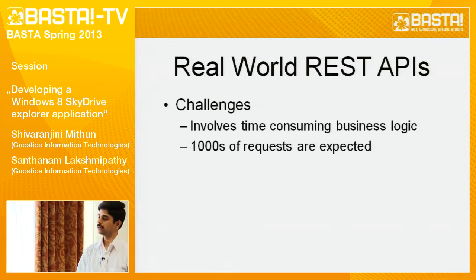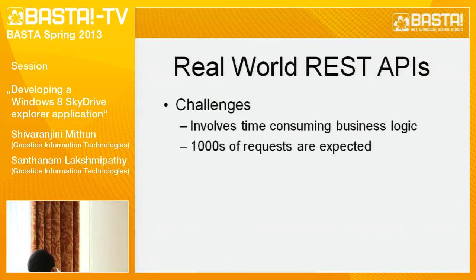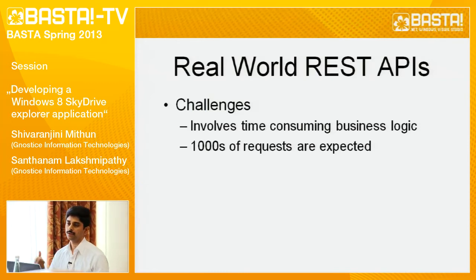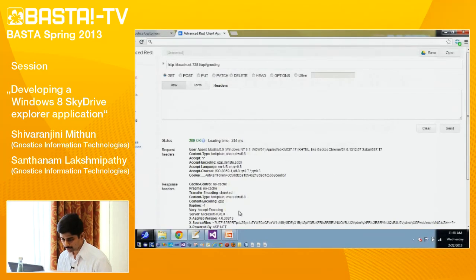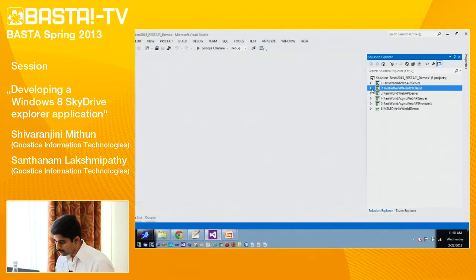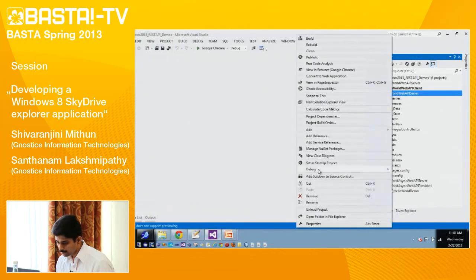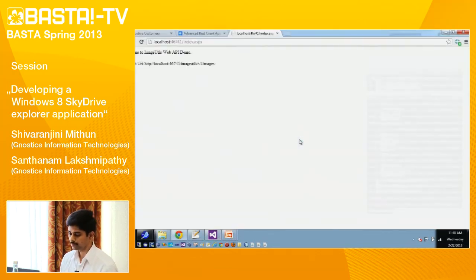So we'll see this with an example: image processing with the web API server that we have created. All it does is take an image from the client, convert it to a black and white image, and send the converted image URI as the response. Let me run this project first. This is the URI to which we need to send our request.